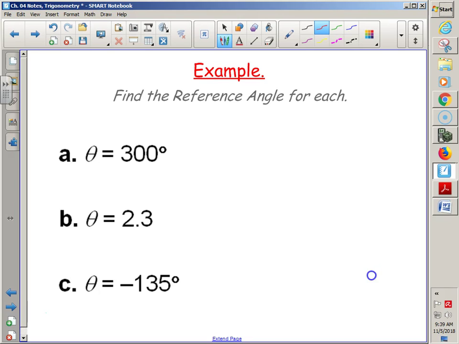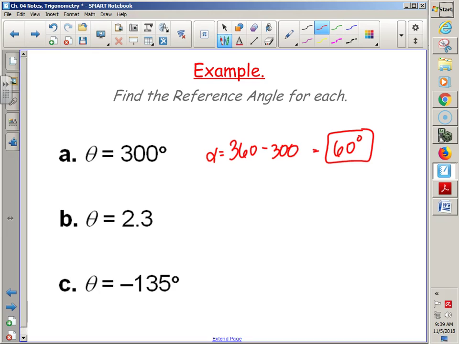Fourth quadrant. So can't I just do 360 minus 300? So alpha is going to end up equaling 60 degrees. 2.3. There's no degrees, so what is it? Radians. If I was to take any circle, the radians, and measure 2 of them around, where would I end up?